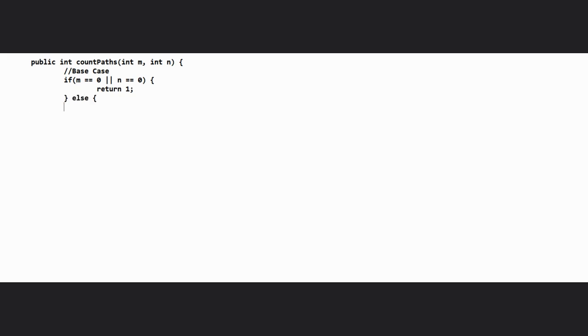else we are going to return countPaths. So we need to calculate for the m-1, n-1 cell. The top cell would be m-2, n-1, and the left cell would be m-1, n-2. So that is the recursive solution.